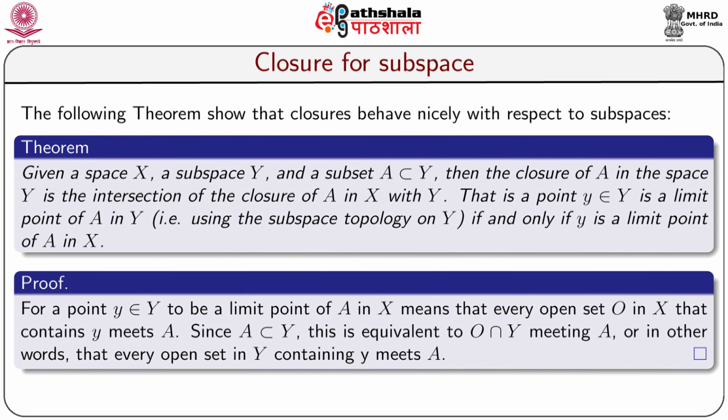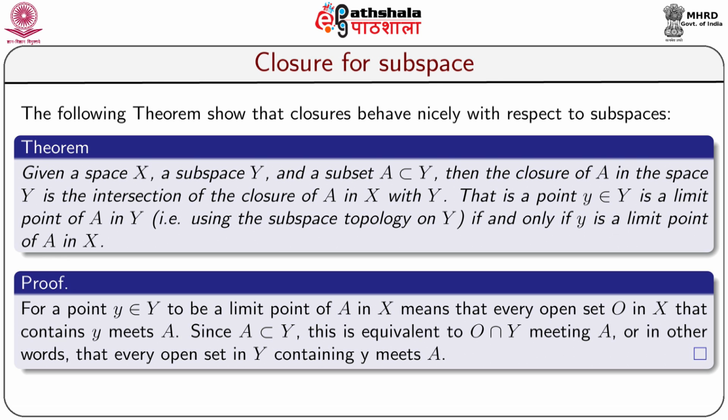So, though (0,1] is open in closed interval [0,1], this is not open in the R_U. Closure of subspace. The following theorem shows that closure behaves nicely with respect to subspaces. Theorem: given a space X, a subspace Y and a subset A of Y, then closure of A in the space Y is the intersection of closure of A in X with Y. That means closure of A with respect to Y is equal to closure of A with respect to X intersected with Y. That is, a point y belonging to capital Y is a limit point of A in Y, that is, using the subspace topology on Y, if and only if y is a limit point of A in X.